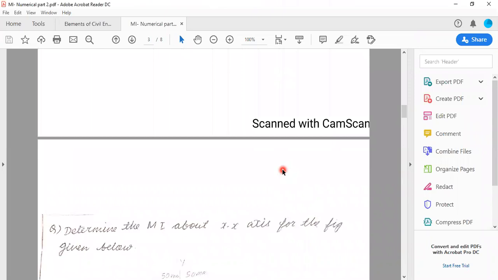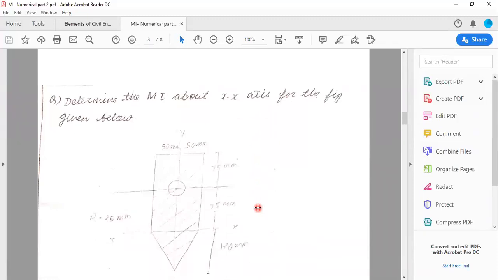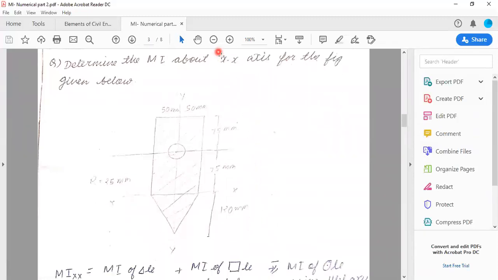You have already seen a few of the standard numericals, wherein ICT sections were taken. Here we have another set of numericals which are small in nature. You get them for the lower marks. So look at this figure. Determine the MI about the x-axis for the figure shown below. This is the x-axis.